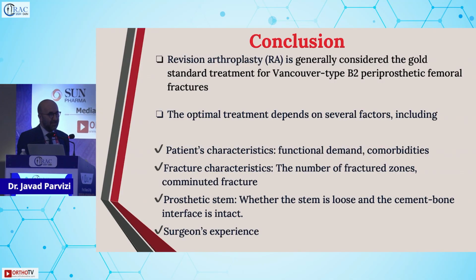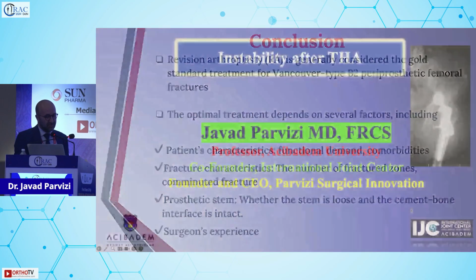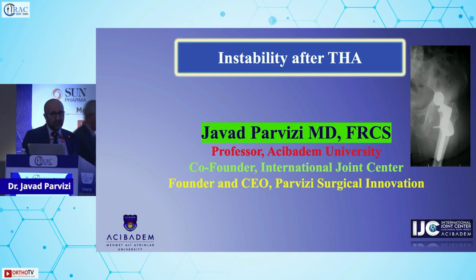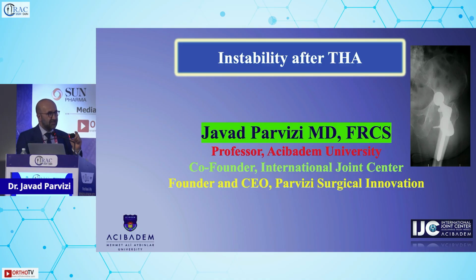Instability is still a major problem after total hip arthroplasty. Fortunately, the majority of these are single dislocations that are treated by conservative methods, and the factors that lead to instability are either patient-related, surgery-related, or implant-related. Early instability is either because of component malpositioning, abductor insufficiency, or patient noncompliance.